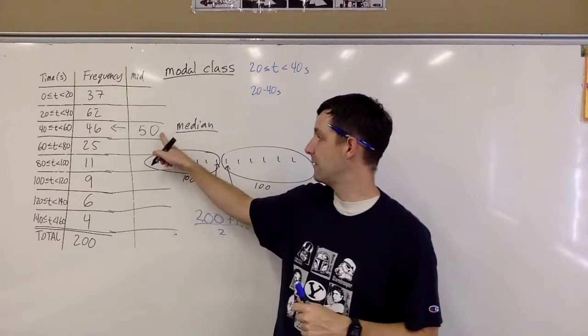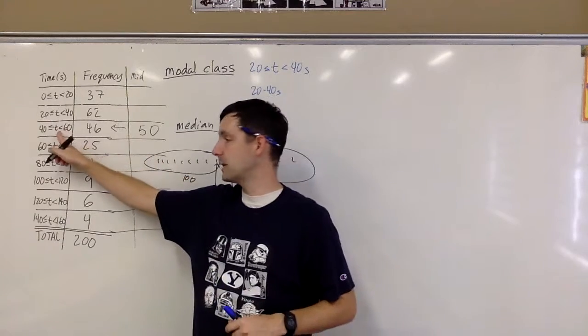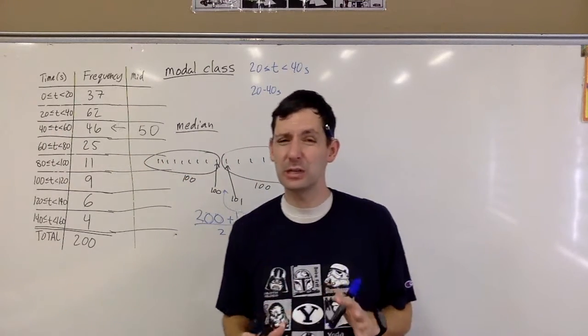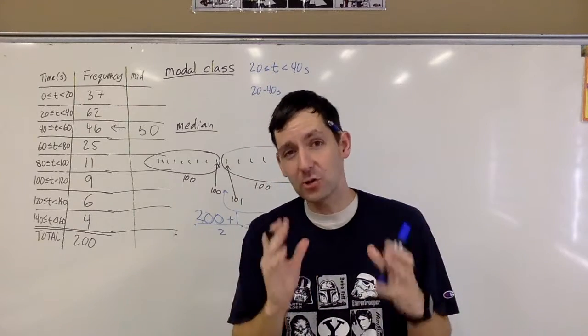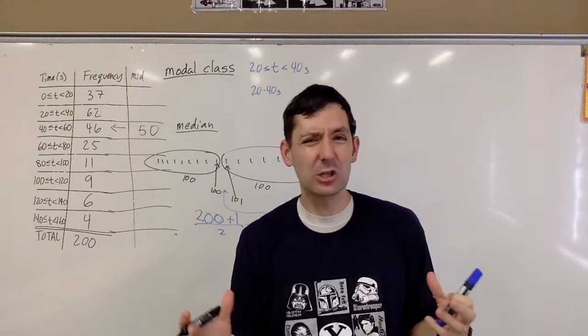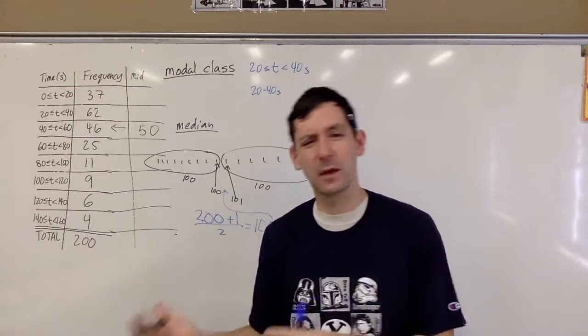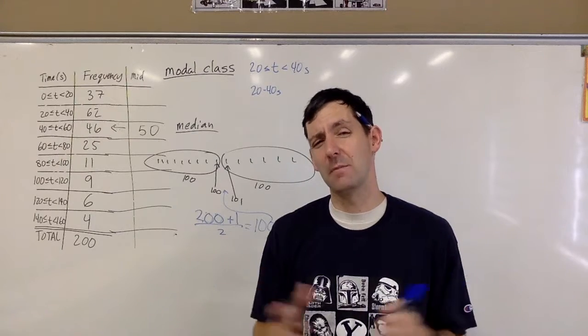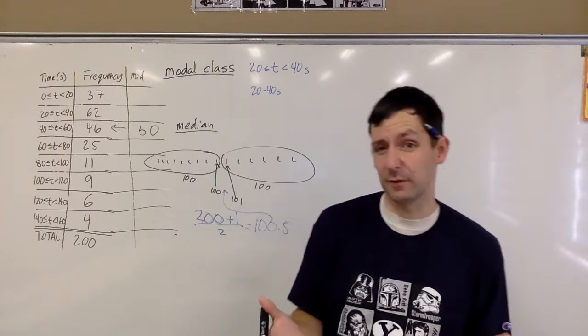All right, so 50. Now, because 50 is the mid-range, our assumption, and I told you we're going to make some assumptions, our assumption is that all of the values in this range are 50. Because on average, they are. You're going to have some that are less, some that are more, some that are somewhere in the middle. So on average, they're going to be about 50. They're going to average out to 50 at least.